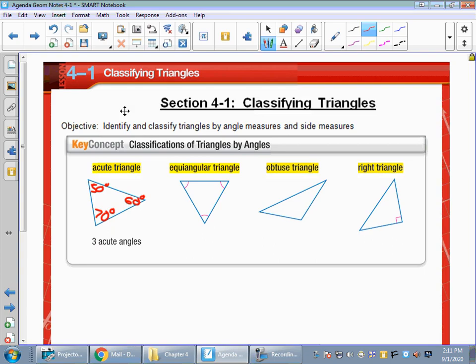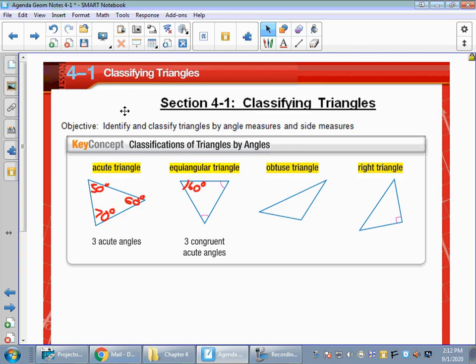The next one would be an equiangular triangle. This one has 3 congruent acute angles. They all have to be 60. So just make sure that they have the arc mark here and that they're 60 degrees for your equiangular triangle. Again, your description would be the words underneath the triangles here, and your example will be the picture.